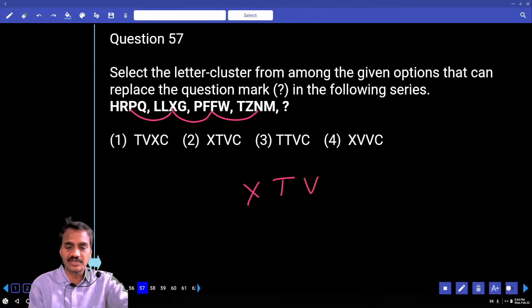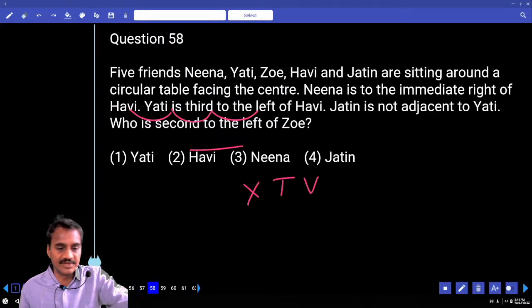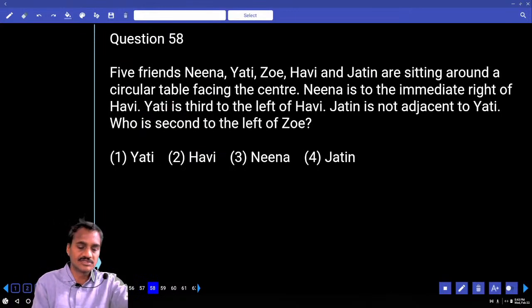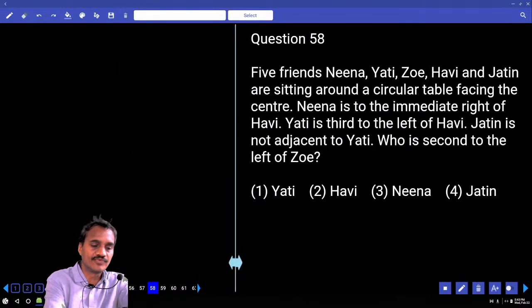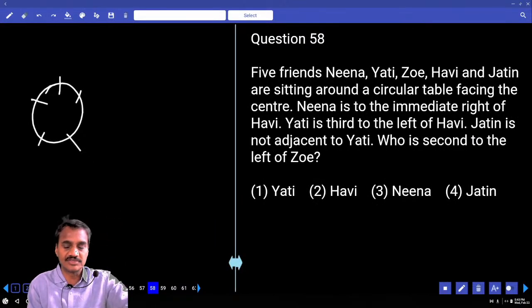Now XTV, where can we find this one? Choice 2, question number 57. Then 58, there are 5 friends seated around a circular table like this, and all the persons are facing the center.